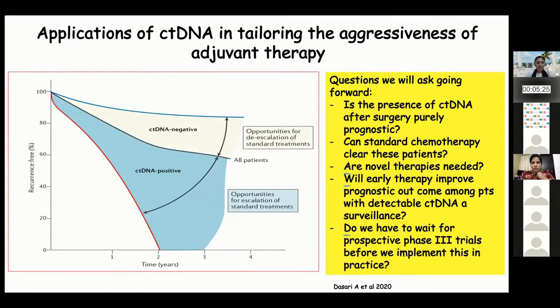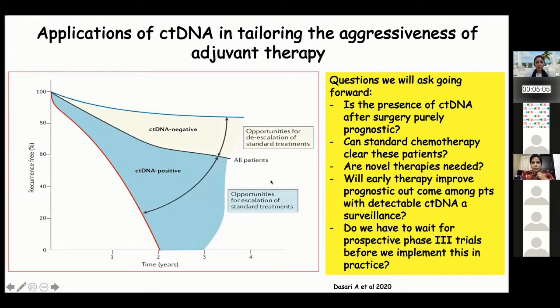So as you can see, for patients with ctDNA minimal residual disease, there may be opportunities for escalation of standard therapies, and for those that are ctDNA negative, there may be opportunities for de-escalation of standard treatments, but there's a whole plethora of questions that are still important that we ask before we implement it into standard clinical practice.